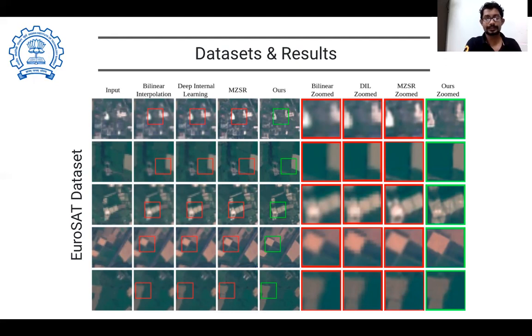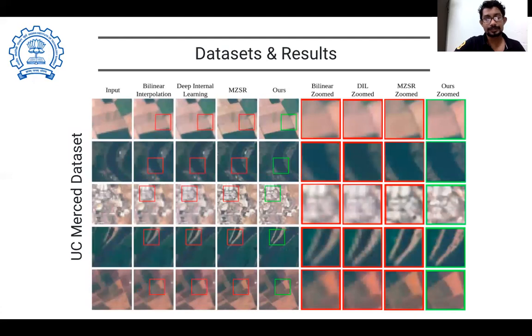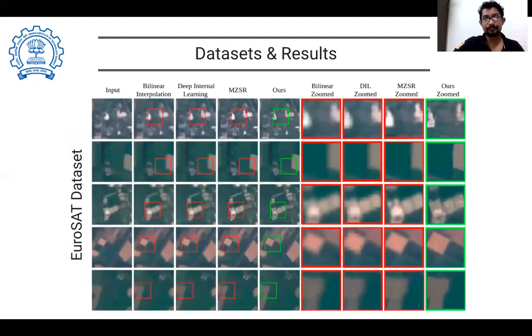So as you can see, we have demonstrated our results in the form of the remote sensing datasets of EuroSAT dataset, UCMerge dataset, and the PatternNet dataset. What you can see is we have compared our model with deep internal learning and meta zero shot super resolution model. As you can see that our model's outputs have more sharper features, as you can see here, as well as a better color accuracy.